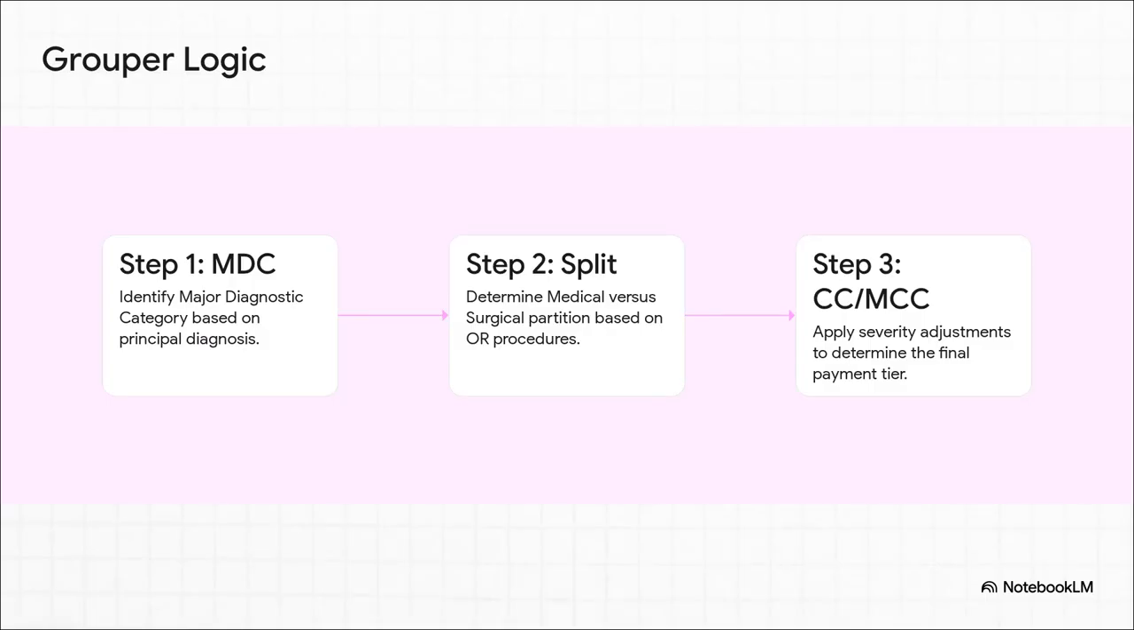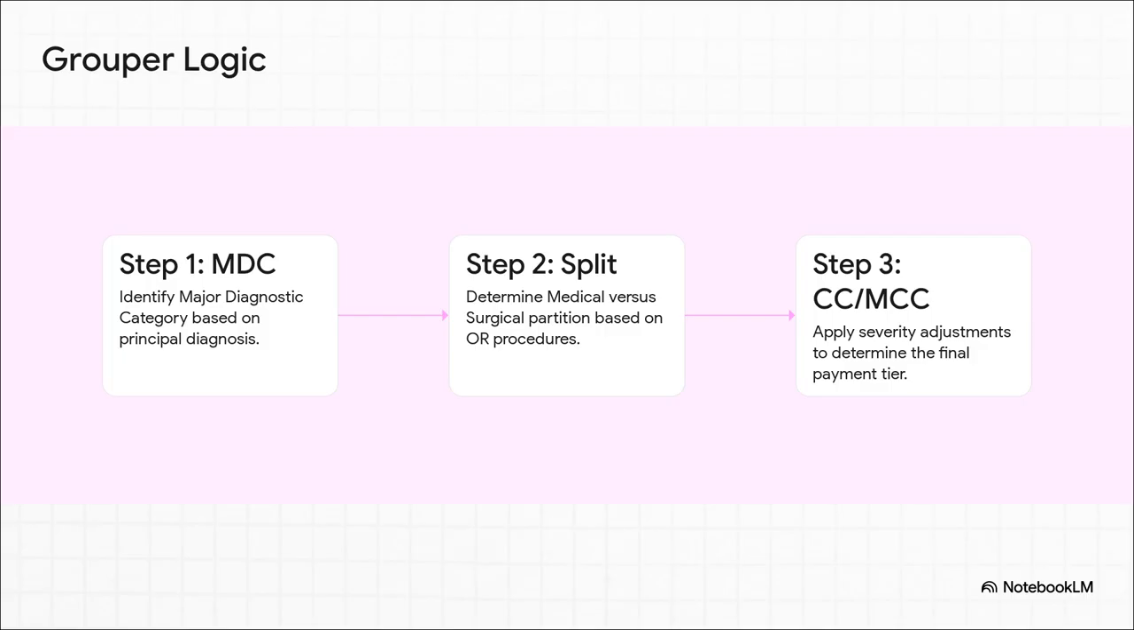Think of the grouper as a highly systematic engine. It assigns a category in 3 very logical steps. Step 1 is identifying the major diagnostic category, or MDC. There are exactly 25 of these, and this step essentially checks for the primary organ system involved, like the circulatory or respiratory system. Step 2 is determining the medical versus surgical partition.